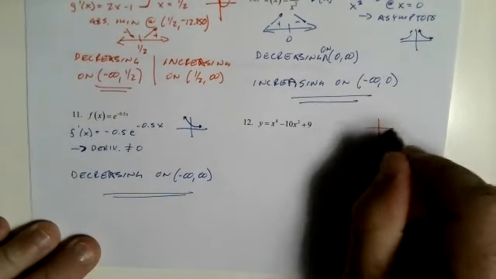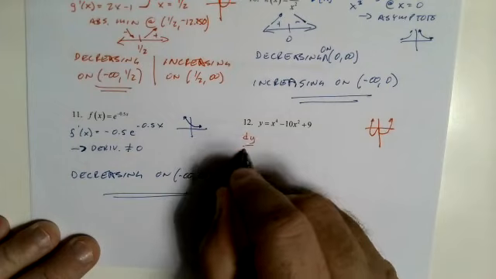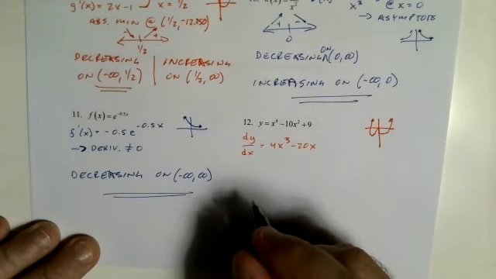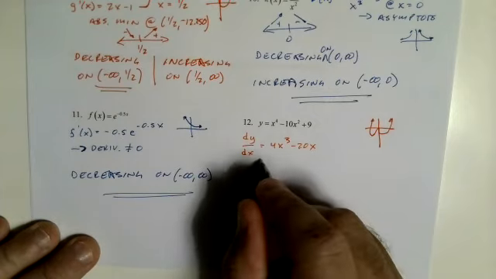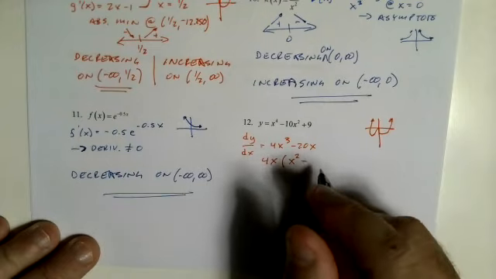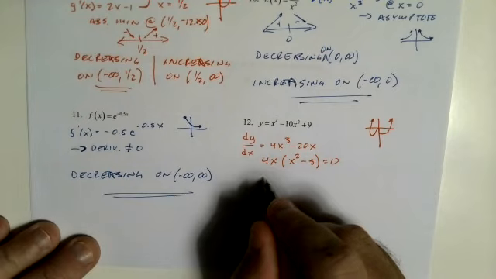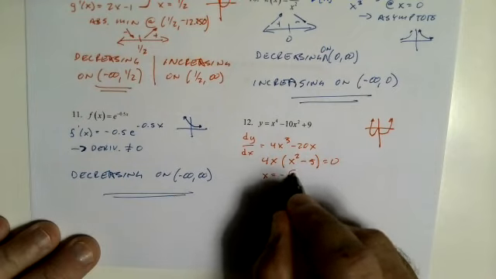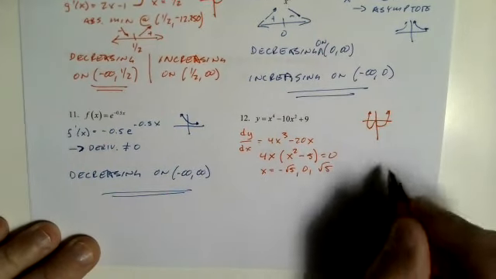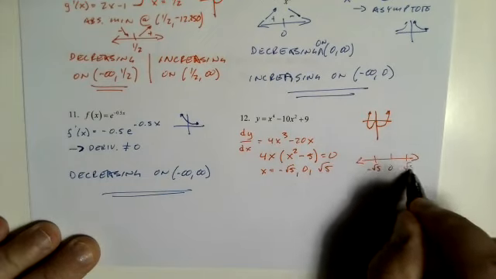This one's going to do some little double hump thing. 2y dx equals 4x to the third plus 20x. 4x times x squared minus 5 equals 0. So we get negative root 5, 0, root 5. Number line it. Negative root 5, 0, root 5.